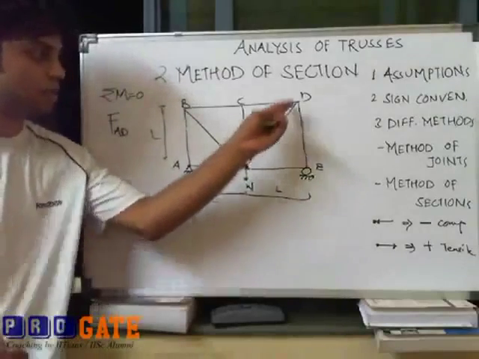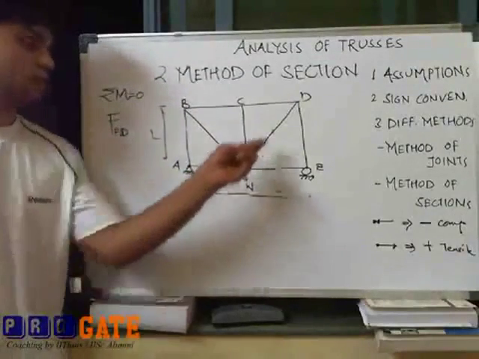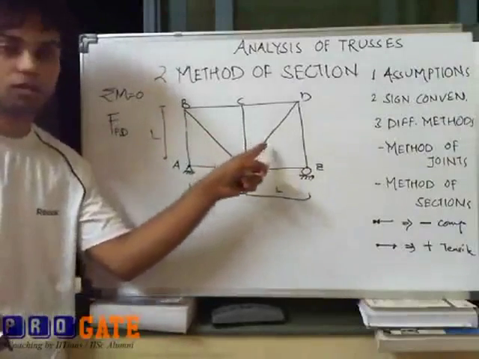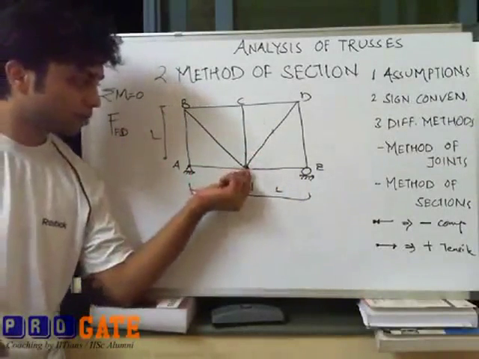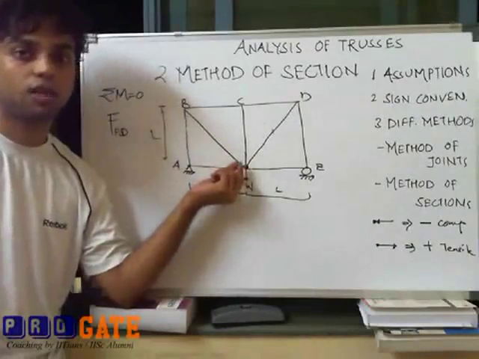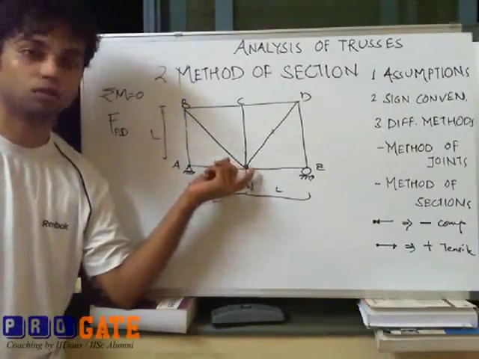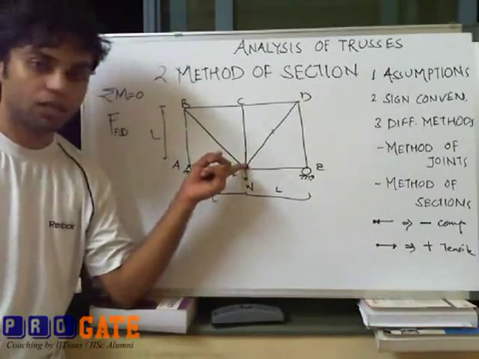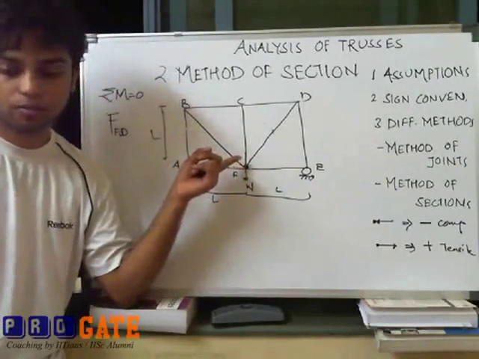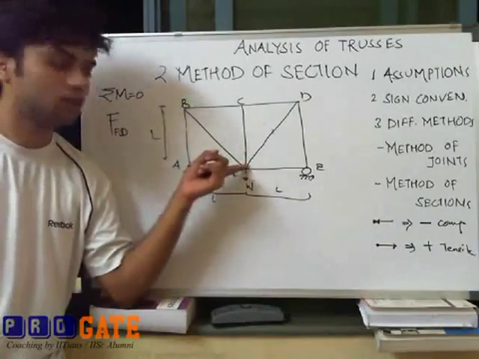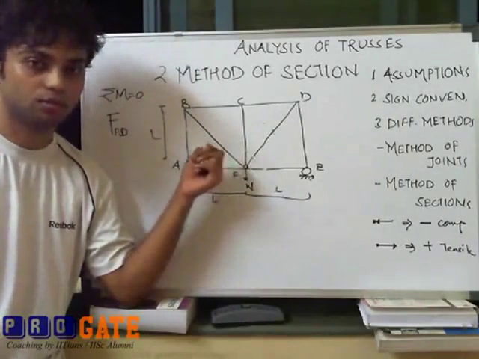As we are interested in member FD, the section must pass through this member. Along with it, the second point to remember is at which point we are going to apply the moment equilibrium. At which point we will apply the equation of equilibrium, summation M equal to 0. If I decide to apply it at this point, then which are the forces which can have moment about this point? Basically this is the one, and one more is this, isn't it?